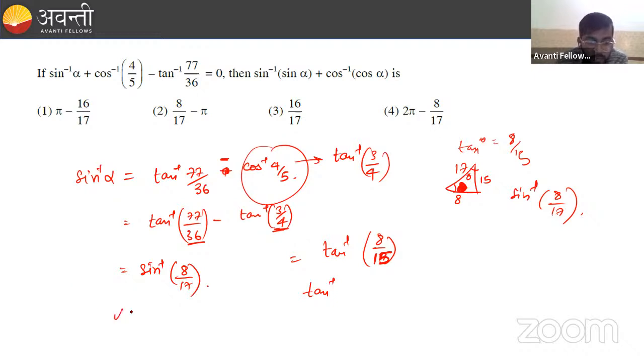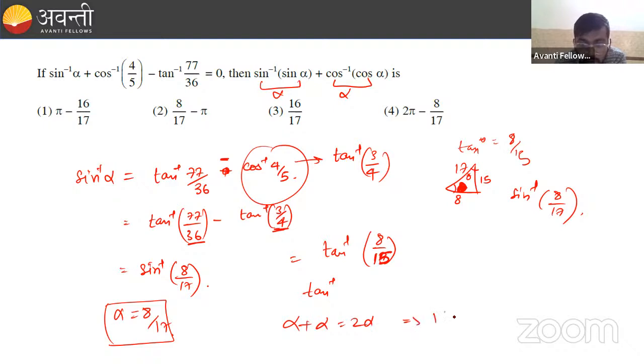So we will get alpha value as 8 by 17. So sine inverse of sine alpha, we know it is alpha, and cos inverse of cos alpha is also alpha. So our answer will be 2 alpha, which will be 16 upon 17.